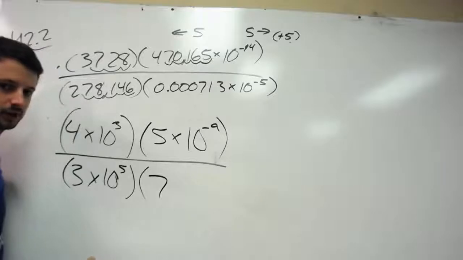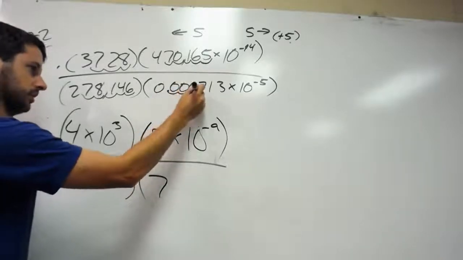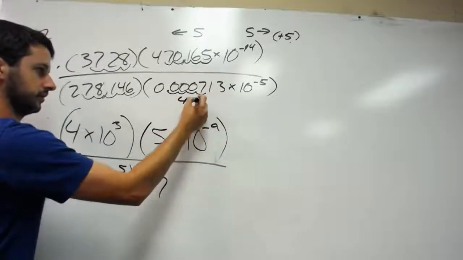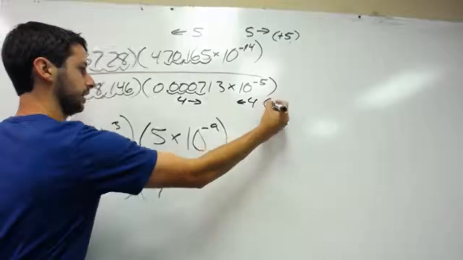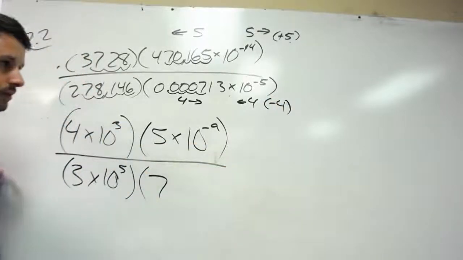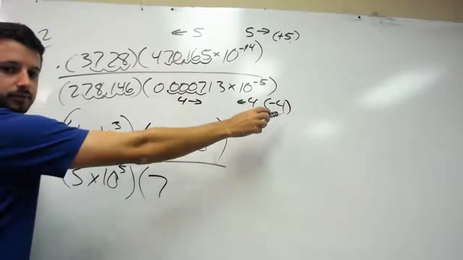It's not going to go up. But how many times do we move the decimal? 1, 2, 3, 4 to the right. So therefore here, we're going to move 4 to the left, aka subtract 4. Negative 5 minus 4 is negative 9.